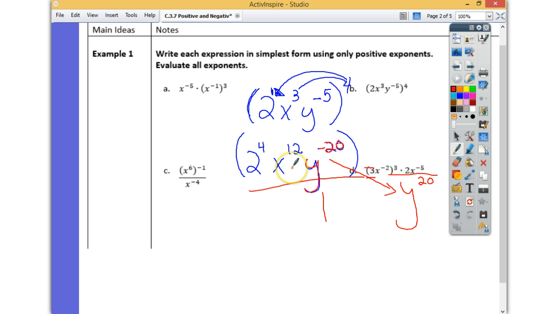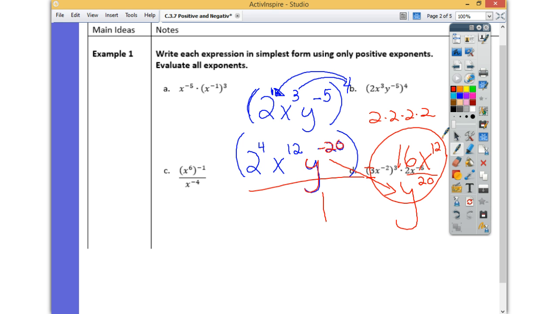This all stays, right? X to the 12th power and 2 to the 4th power, but can I write it like that, 2 to the 4th power? No. That can be simplified. What is 2 times 2 times 2 times 2? 16. So this should be 16 x to the 12th, over y to the 20th. Nice job for those of you that got it right away.